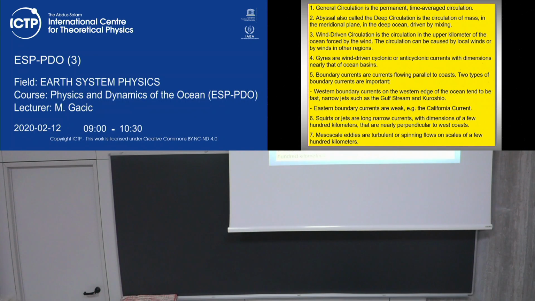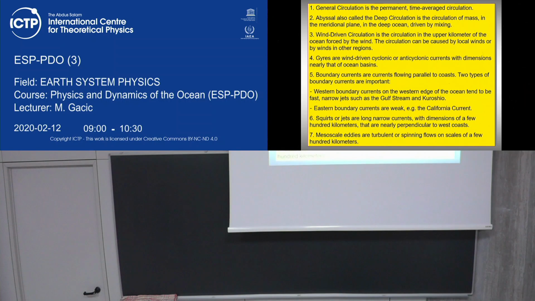These mesoscale eddies are present not only in the ocean; they are also present in semi-enclosed seas, in smaller seas like the Mediterranean, but at a smaller spatial scale. You cannot fit a few hundred kilometers in the Mediterranean or Adriatic. They are on the order of 50 kilometers or so. But they are always mesoscale.